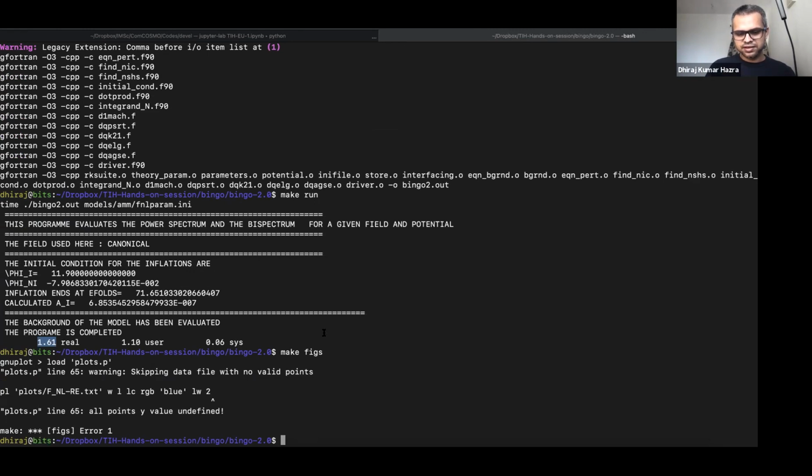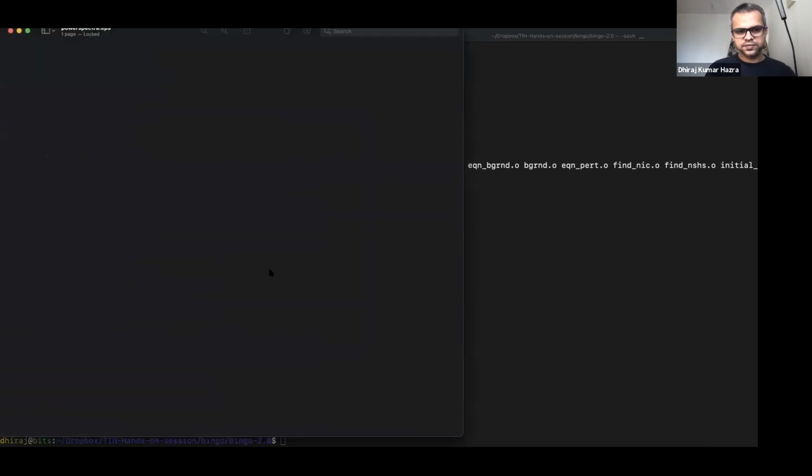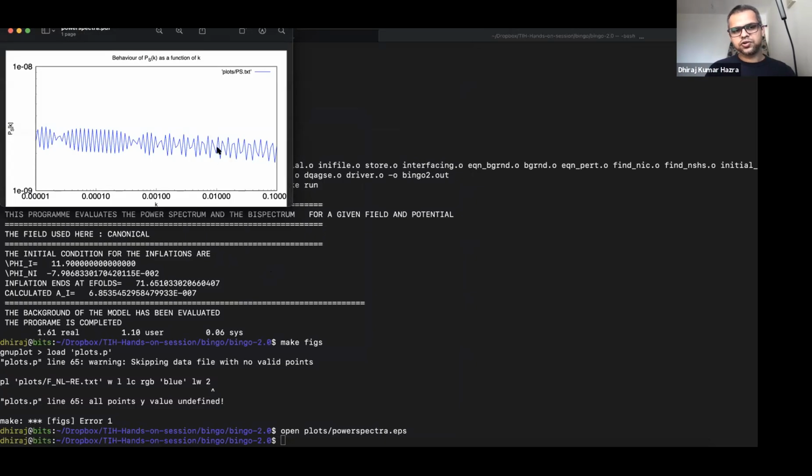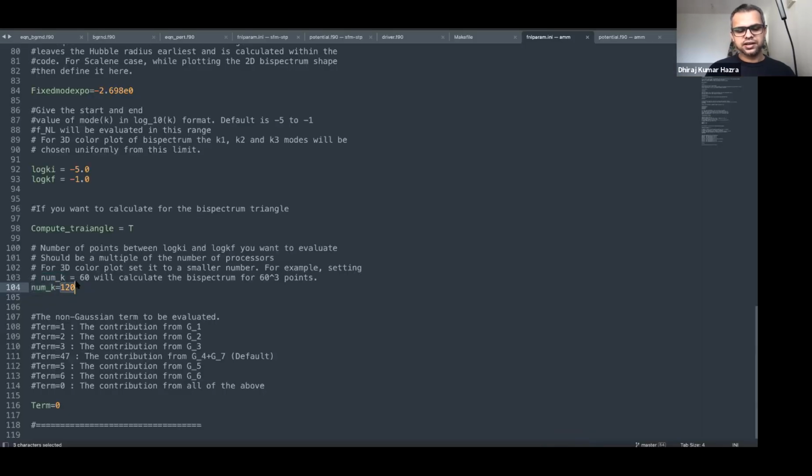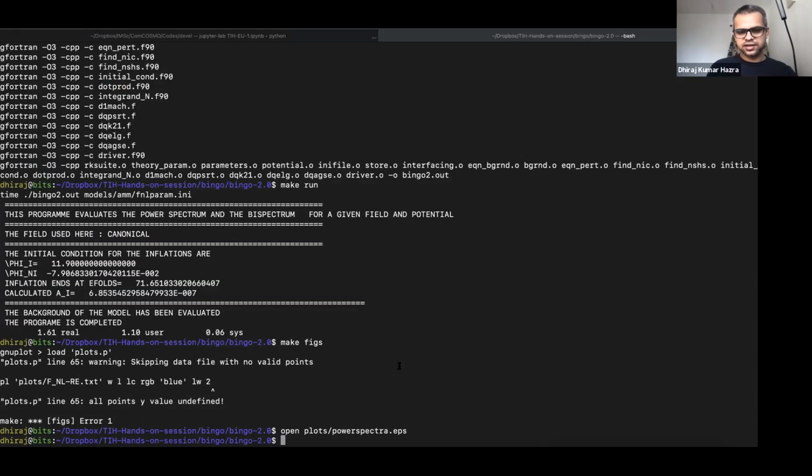Okay, so open plots. Power spectrum, power spectral replace. See, the primordial power spectra has oscillations. But the thing is that we are not able to resolve all the oscillations. What I'm going to do now is just come here and make it 500 or 600. Let's say, okay, it's going to take 6 seconds, but that's fine. Make run.